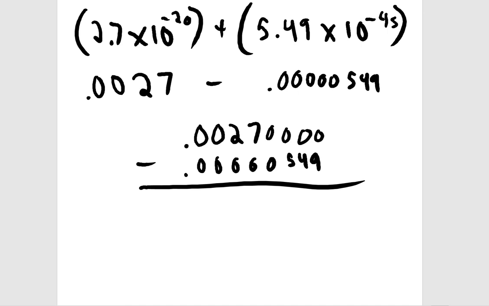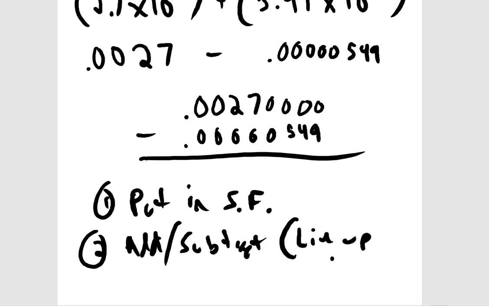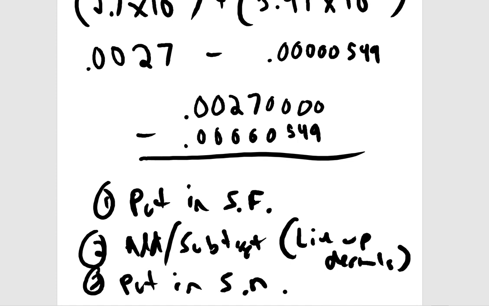But with adding and subtracting, that's what you're going to do. You're going to just put them in standard form. SF is standard form, not San Francisco. Put in standard form. Add or subtract. Make sure you line up the decimals. And then 3, put it back in scientific notation.